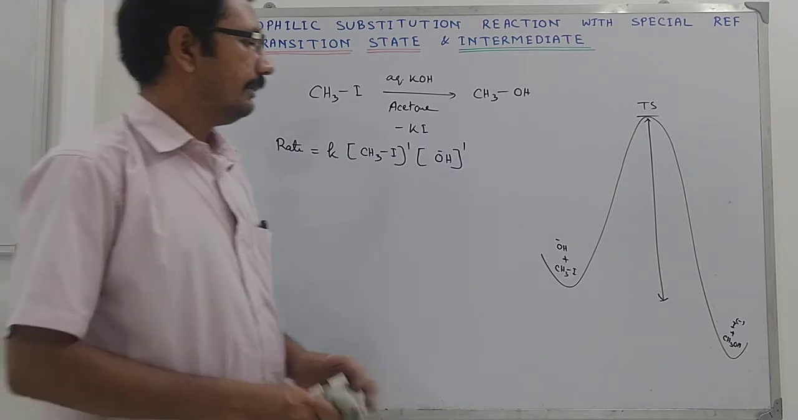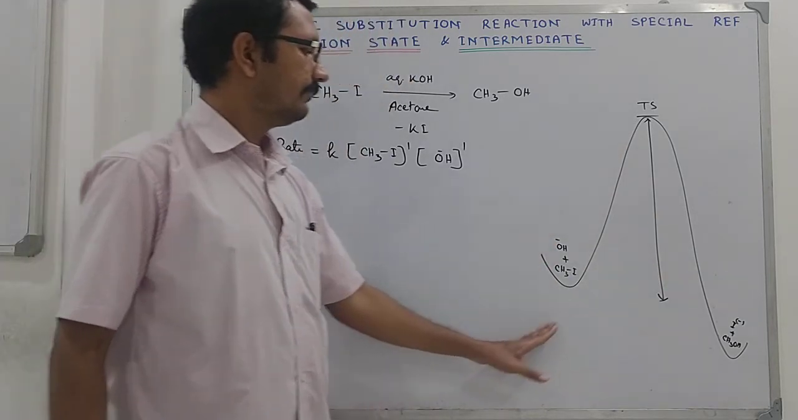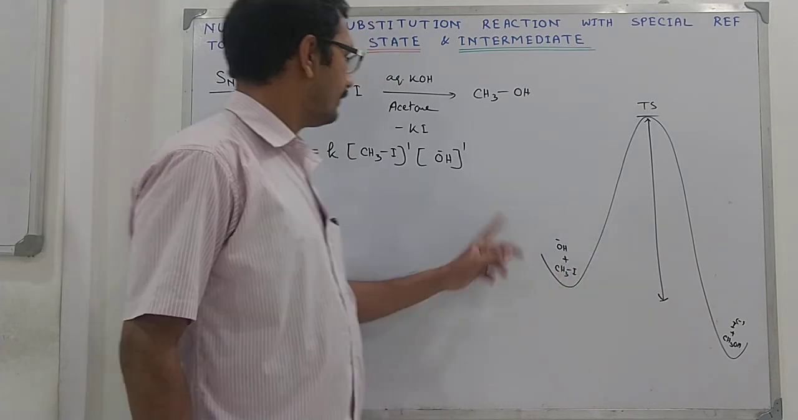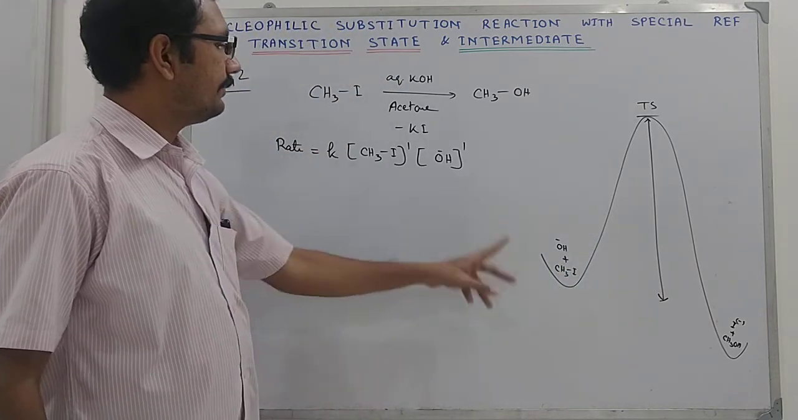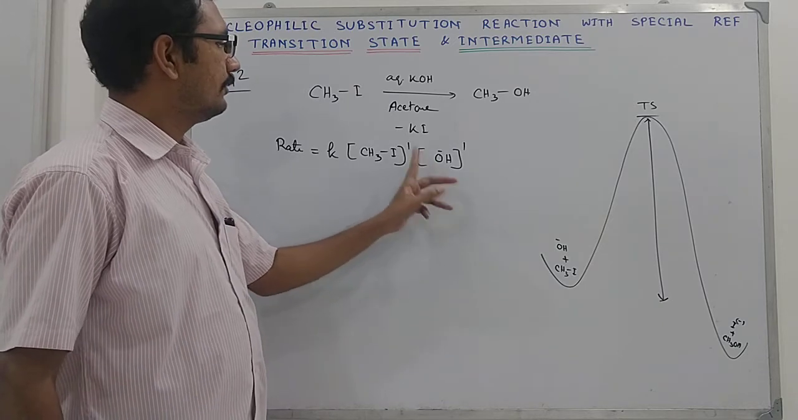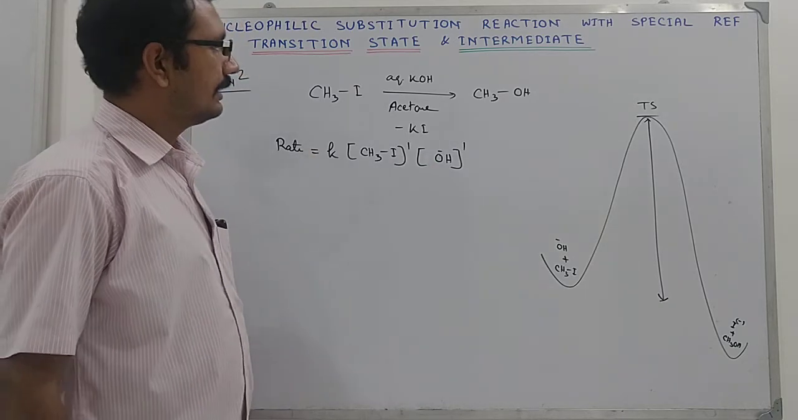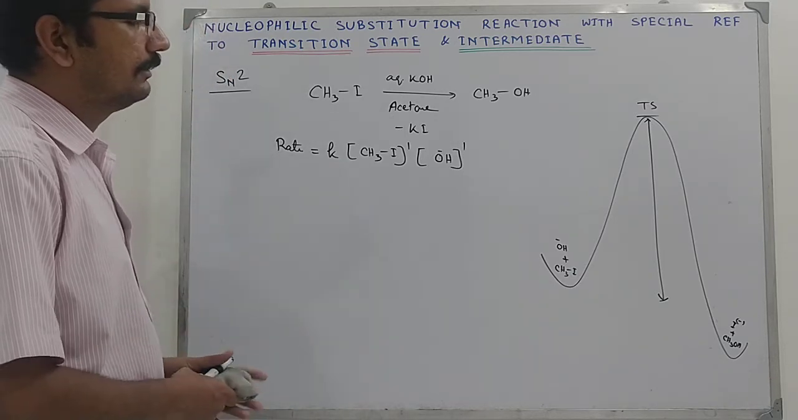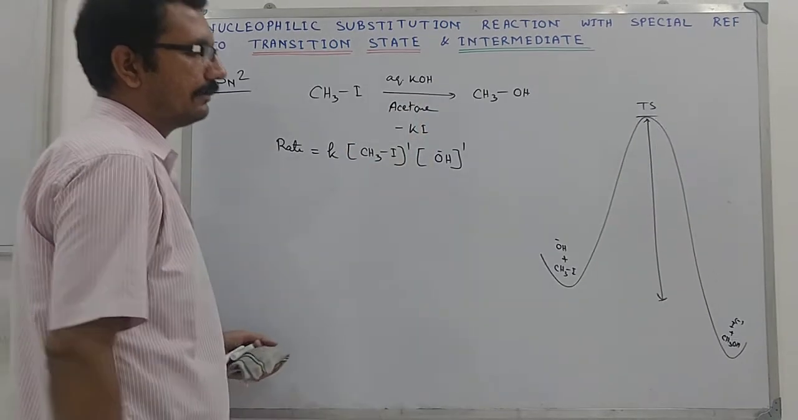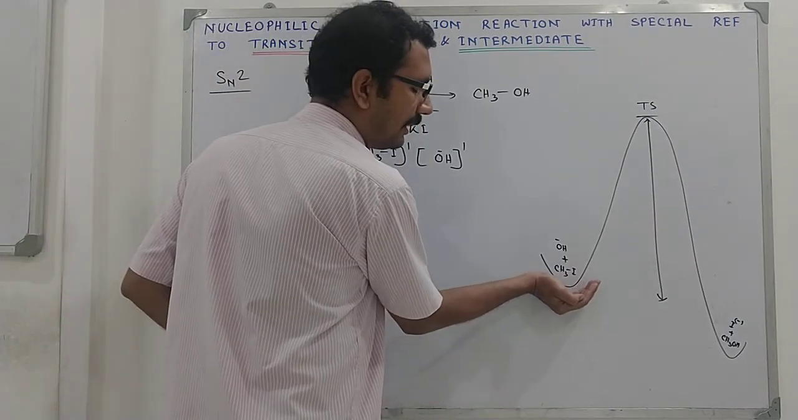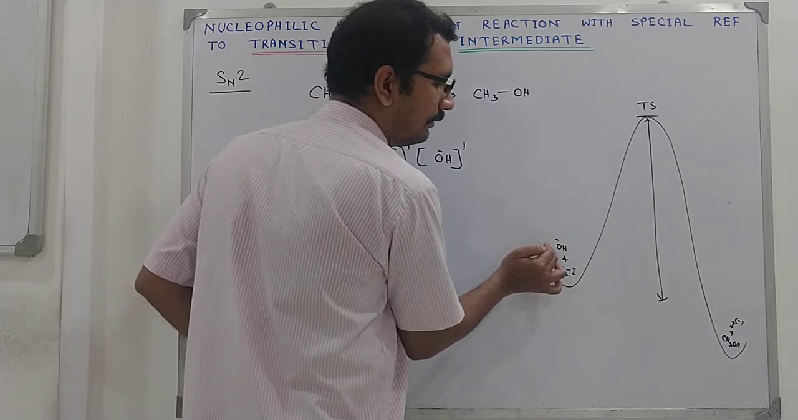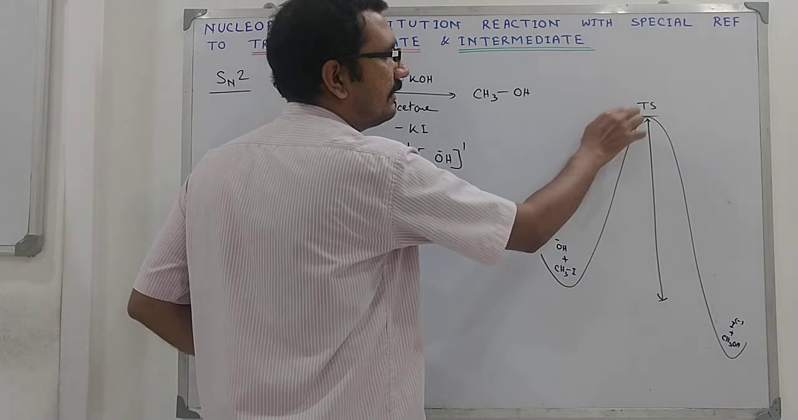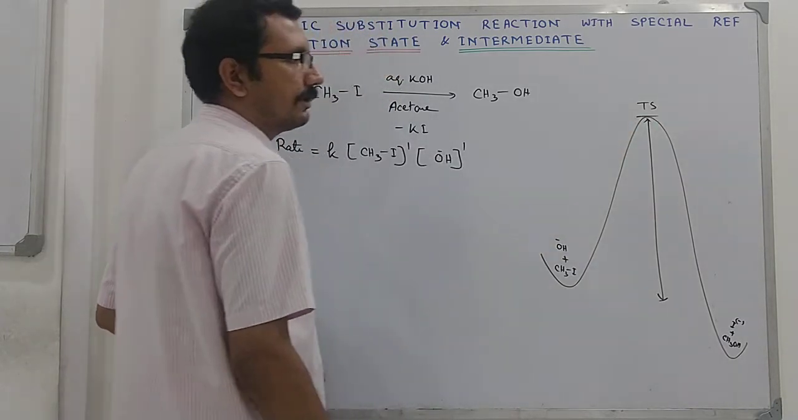Now this barrier crossing phenomenon is contributed by both the reactants. So it is first order with respect to methyl iodide and first order with respect to OH minus. So it is a second order reaction. It is a nucleophilic substitution second order reaction. So here we will have only one TS. Here you see this is a parabolic potential for the reactants, this is a parabolic potential for the products, but for the transition state it is an inverse parabolic potential.